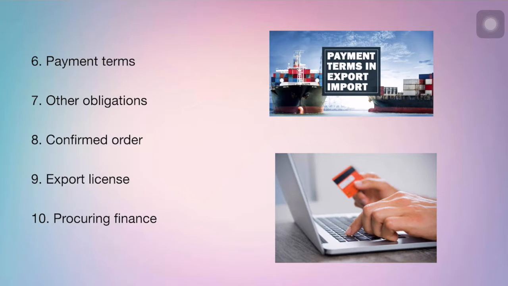Number 8 is a confirmed order. So the buyer sends, okay, I agree upon all the terms, right? The details, the payment method, and the inspection, and all these details are confirmed, and he gives the order to the exporter. Okay, and then we get the export license. The exporter has to obtain the license from the authorities concerned, right?